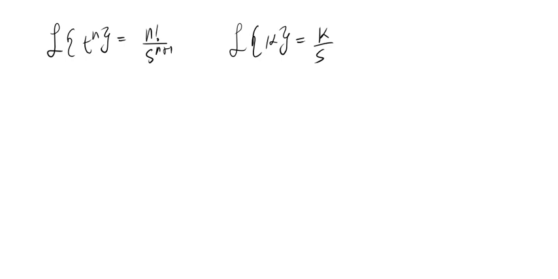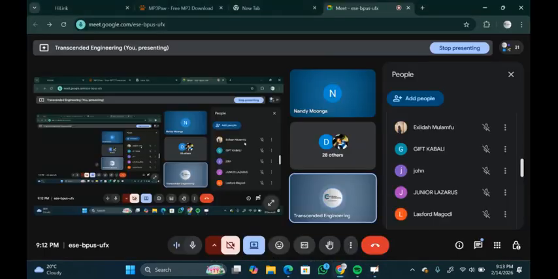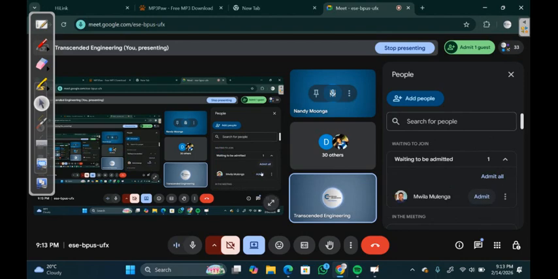Let's say the transform of t to the n is equal to n factorial divided by s to the n plus 1. Then the transform of a constant, let's say k, is just going to be k over s. Then one thing again to note is that if you have k times f of t, your Laplace transform is just going to be k times the Laplace transform of f of t, like that. So you don't find the transform for both and then multiply them together, otherwise your answer is going to be wrong.